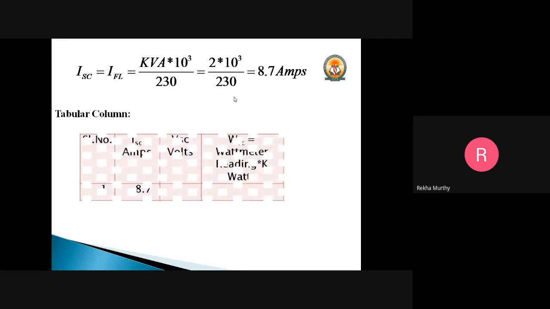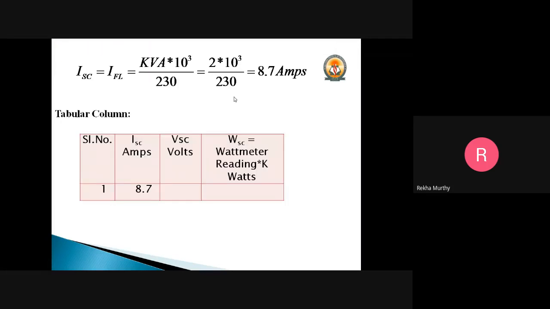So the related voltage we have, and doing this, we complete your short circuit test.